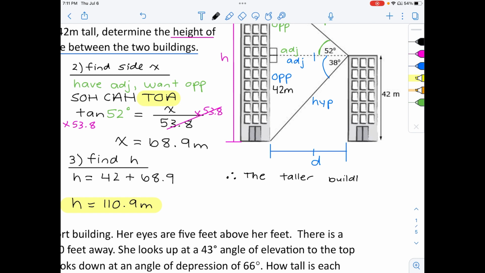is 110.9 meters tall, and the two buildings are 53.8 meters apart. Okay, so just make sure that you put a clear sentence answer for a word problem so that you can fully answer the question. It's just, again, part of good communication marks, and on your test there will be communication marks, and that includes rounding, providing a sentence answer when necessary, and including units in your solutions.